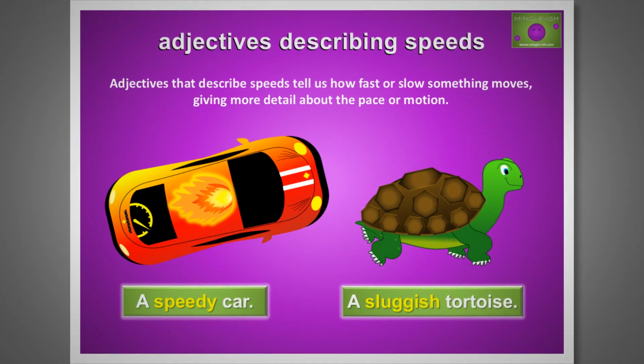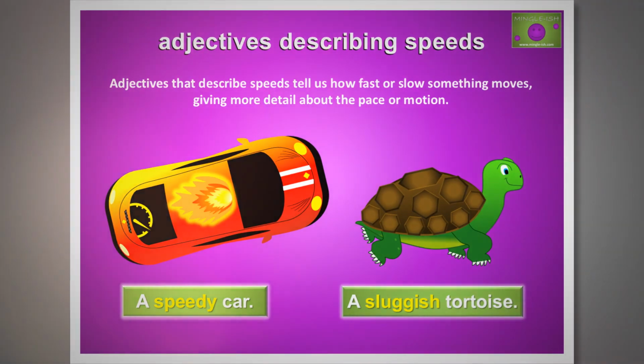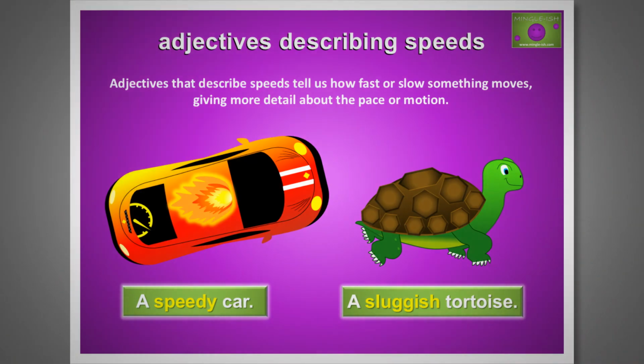Adjectives that describe speeds tell us how fast or slow something moves, giving more detail about the pace or motion. A speedy car. A sluggish tortoise.